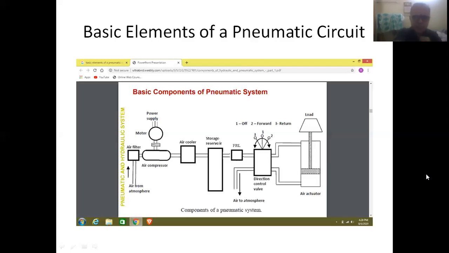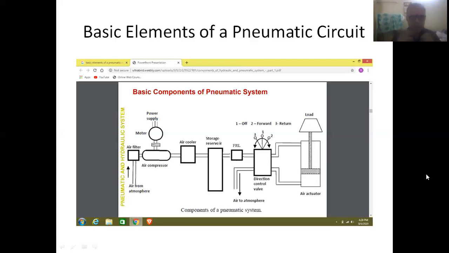So friends, this is the second element to be placed in this FRL unit. Filter is the first element and regulator is the second element. Lubricator is the last element. These elements are to be placed in this particular sequence, and therefore it is referred to as FRL unit. So friends, F for filter, R for regulator, and finally L for lubricator.